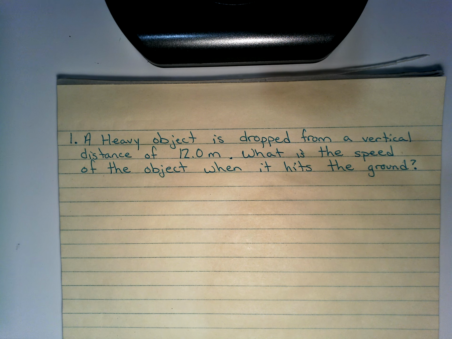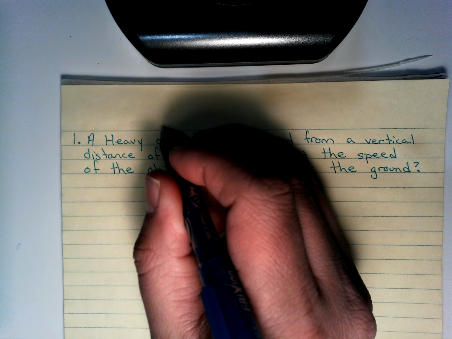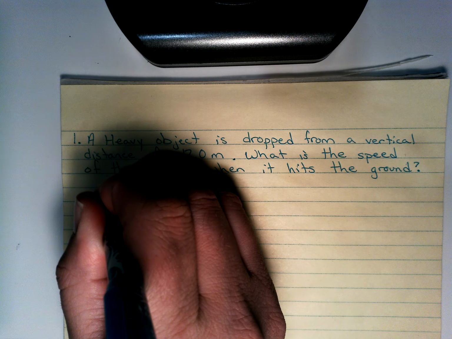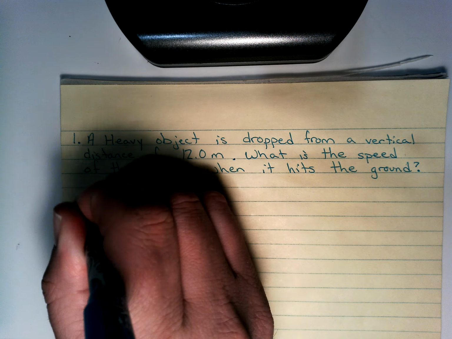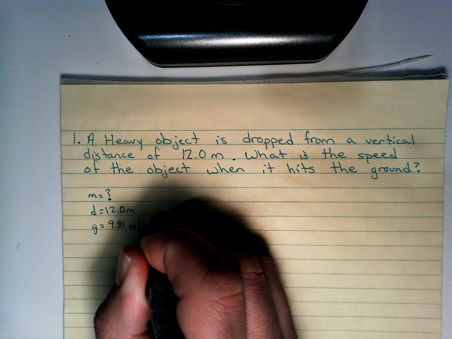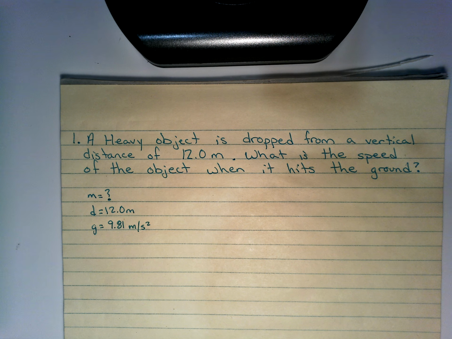In this case, we have a heavy object dropped from a vertical distance of 12 meters. What is the speed of the object when it hits the ground? Always start by writing down what we have. We have a heavy object, but we don't have a mass. Mass is unknown, and we'll talk about that in a little bit. The vertical distance is 12 meters, and whenever something is being dropped, it's falling at gravity, 9.81 meters per second squared. We want to know the speed.